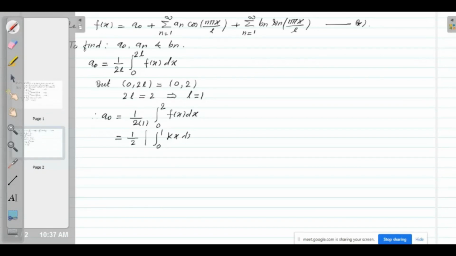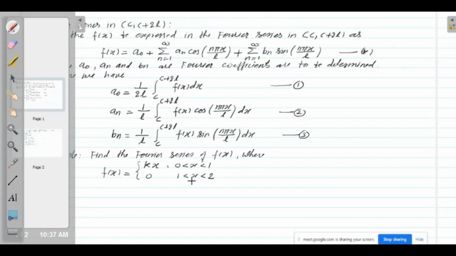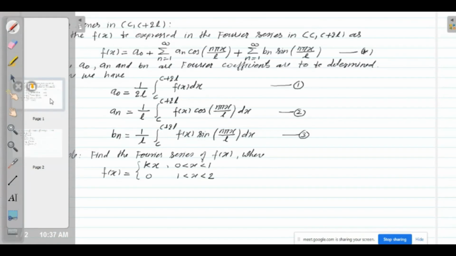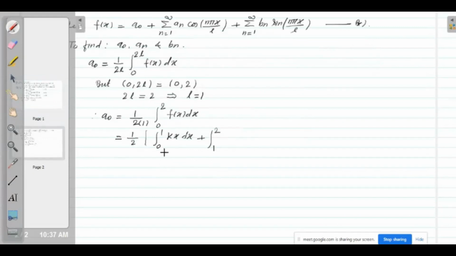kx dx, plus your second function running from 1 to 2, and for that we have the function 0 dx. Just integrate this. This is equal to 1 by 2 integration. k is constant, take it outside. Integration of x is x square by 2, with limit 0 to 1.